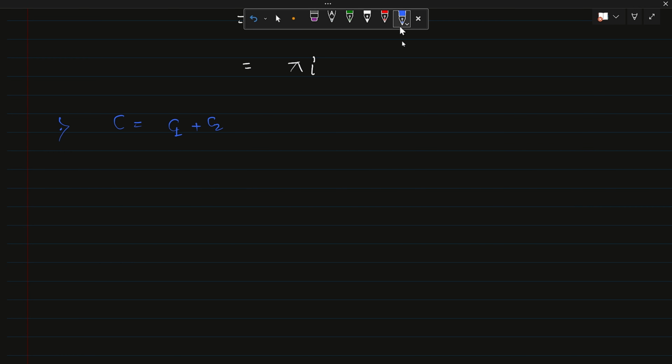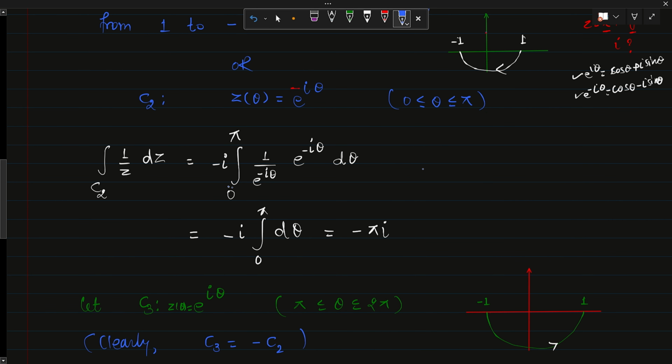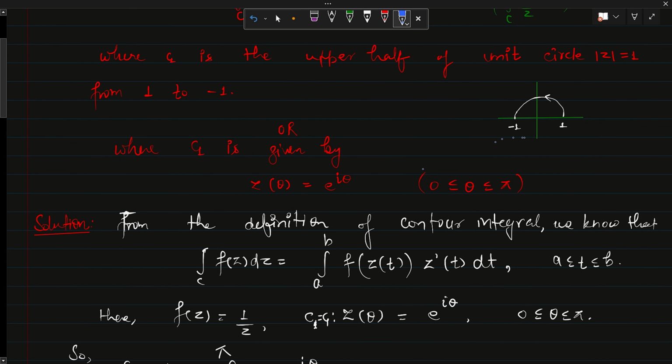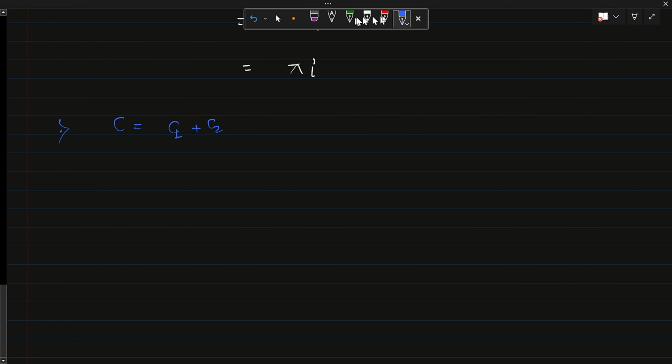Okay, now let us choose a curve C that is equal to C1 plus C2 curve. Okay, so what was the C2 curve? That is the C2 curve, and the C1 curve is this one. So let us join this. What is C1 plus C2? So this is going to be an interesting one. Okay, so we can say C1 was the curve from 1 to -1.